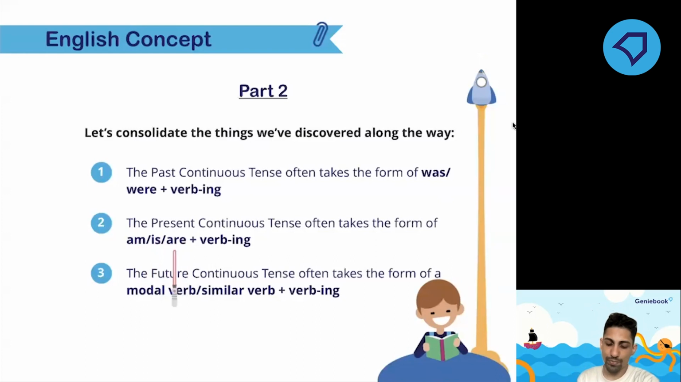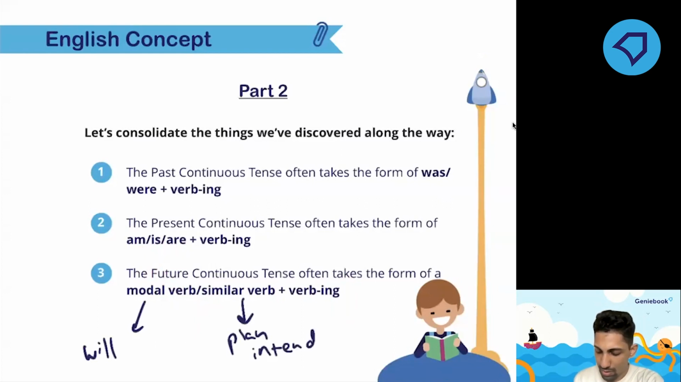Okay, that's pretty easy. Future continuous tense is usually like a modal verb. For example, will, or what I said about similar verbs would be like I plan on, I intend to. All these other verbs give you the idea that you want to do something in the future. Okay, you will be able to figure it out. It's common sense. You can do it.